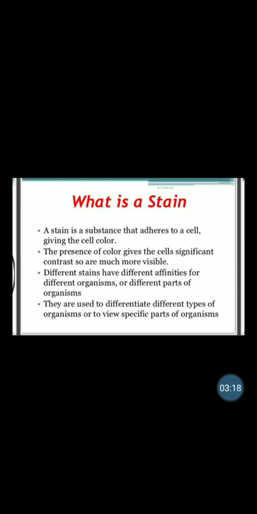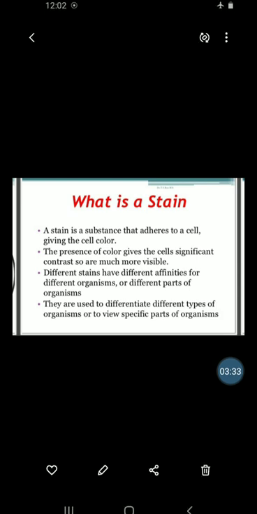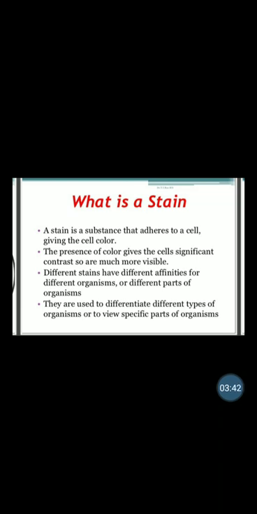A stain is a substance that adheres to the cell and gives color to the cell. Then, the presence of color gives the cell significant contrast, so it is much more visible. Then different stains have different affinities for different organisms. Keep in mind, different stains have different affinities for different organisms or different parts of microorganisms.